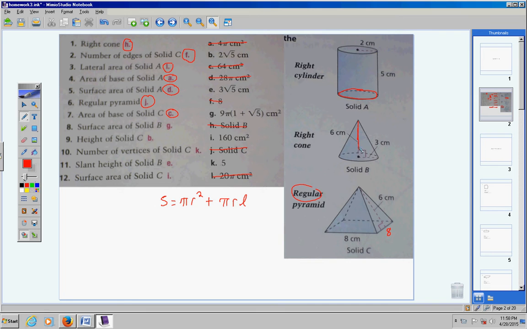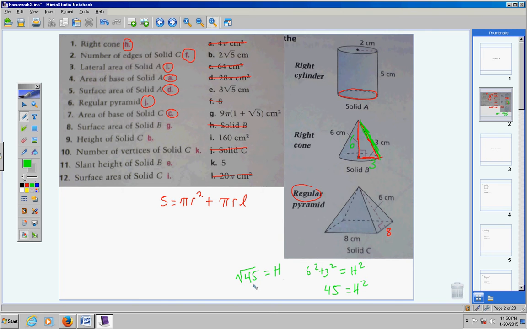So here's my height. Here's my radius. I have a right triangle right here. And this green line is the slant height right here. So I've got to find that missing part of the triangle. So I have a leg is 6, a leg is 3. I've got to find the hypotenuse. So 6 squared plus 3 squared equals hypotenuse squared. That would be 36 plus 9. So 45 equals h squared. Take the square root of both sides, and we get the square root of 45 equals h.